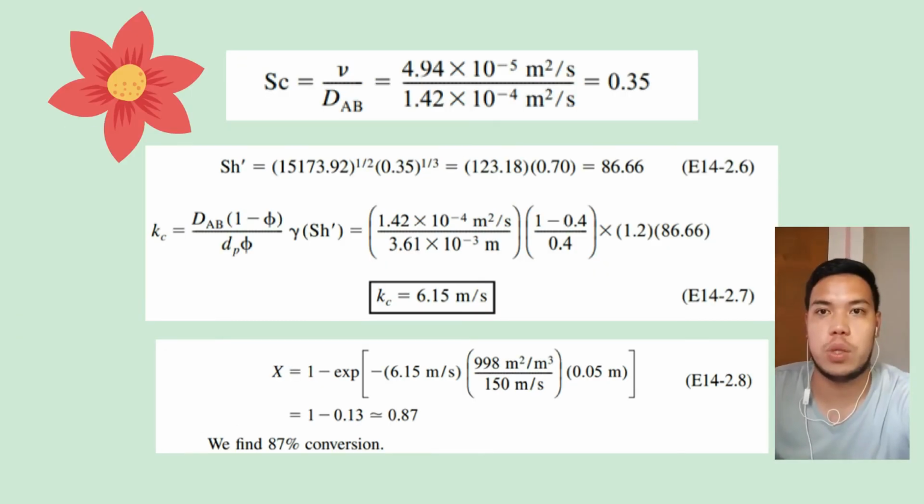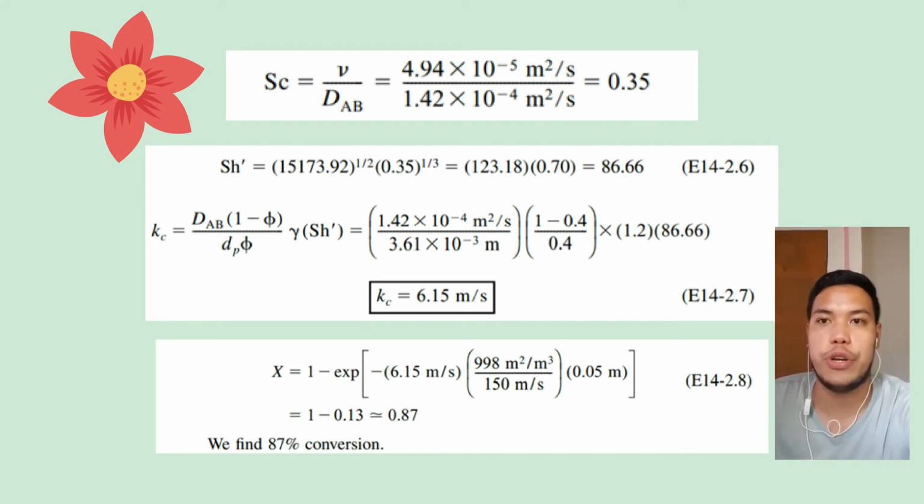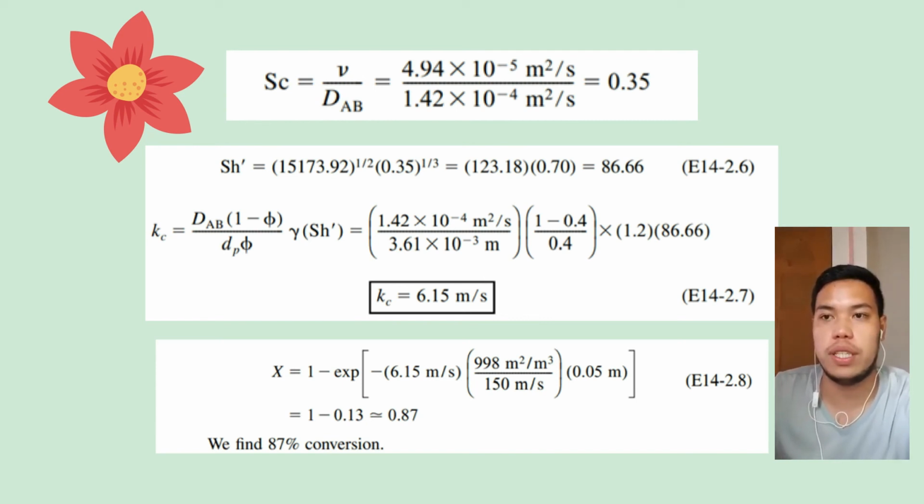For our Schmidt number, our V is equal to 4.94 times 10 to the -5, and DAB is equal to 1.42 times 10 to the -4, which gives 0.35. The Sh prime will be equal to 86.66, and our Kc will be equal to 6.15 meters per second. For our conversion, we will have 0.87, which is equal to 87%.